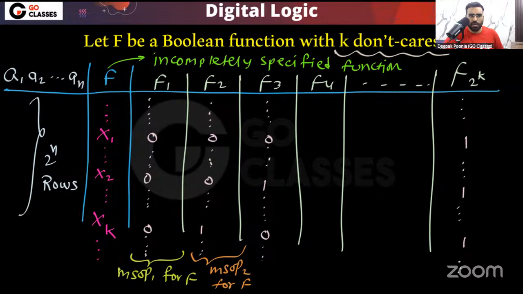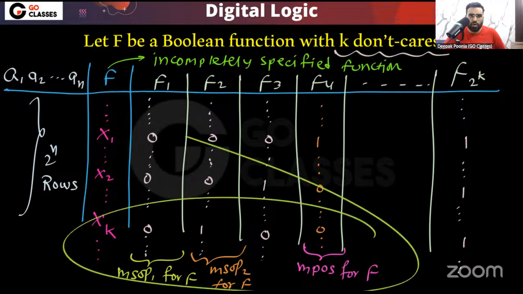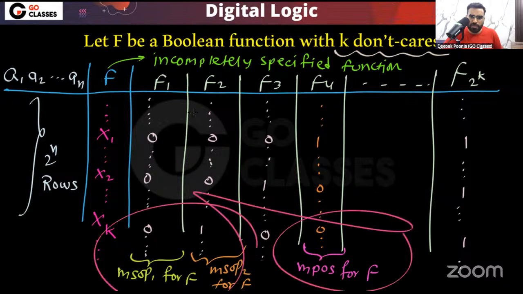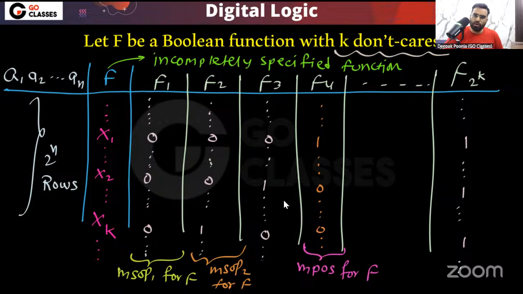Very simple point. Also, it might be possible that a different function is giving you the minimal POS for f. It might be possible that f3 is giving you the minimal POS for f, or maybe f4 is giving you the minimal POS for f. So you can see that the minimal SOP and minimal POS for an incompletely specified function may not be logically equivalent. If you have a function with don't cares, then the minimal SOP and minimal POS may or may not be logically equivalent.